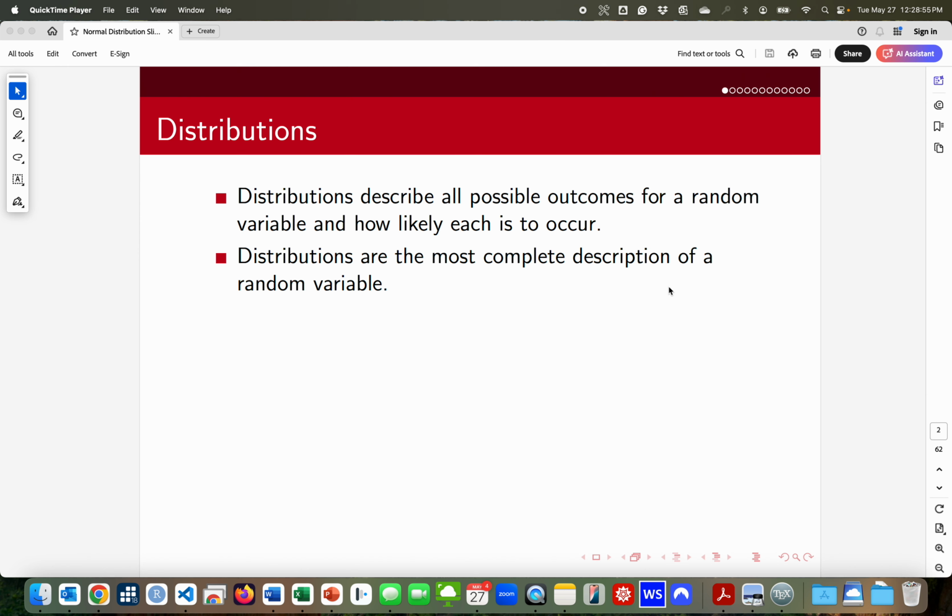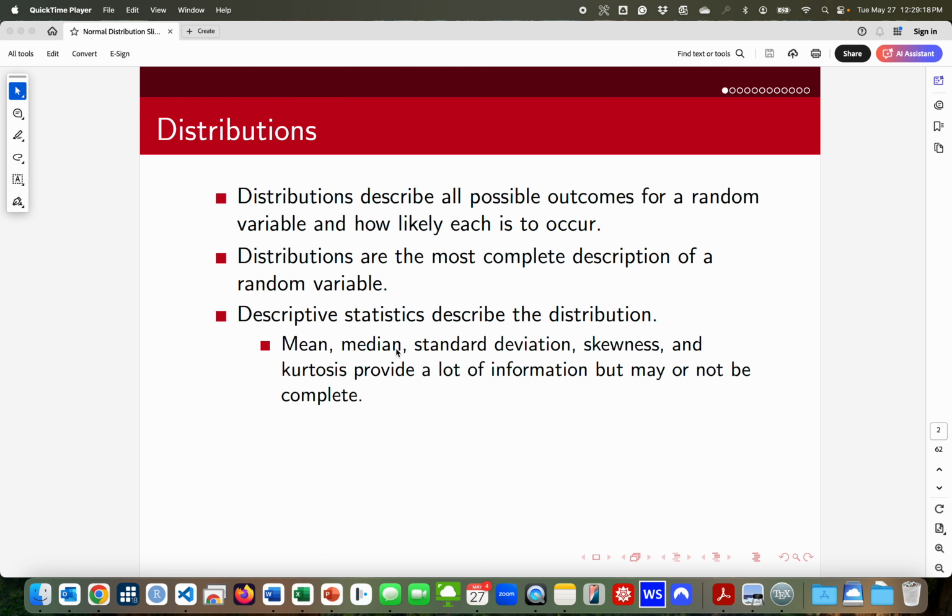What we typically do in samples is we describe the distribution in the sample. Just because you have a sample of data and you plot that distribution and estimate descriptive statistics, you know a lot, but you don't know everything. These descriptive statistics describe it, but it's not the complete picture. We typically use the mean, the median, the standard deviation. The mean and median tell us where the distribution is located. The standard deviation tells us how spread out that distribution is, so if it's wider or narrower.